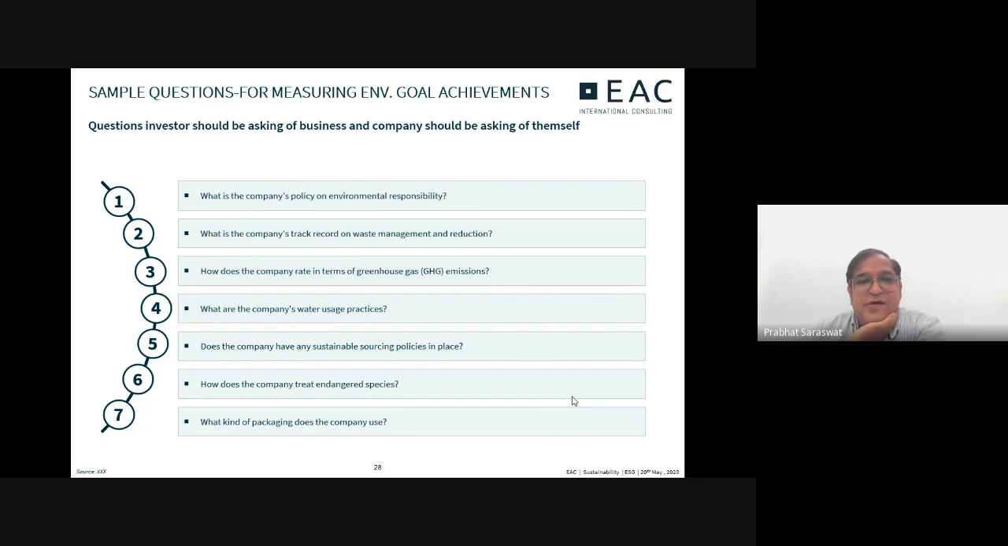Like for environmental goal achievements, questions can be asked by investors: what is the company's policy on environmental responsibility, what is the company's track record on waste management and reduction, how does the company rate in terms of GHG emissions, what are the company's water usage practices, does the company have any sustainable sourcing policies in place, how does the company treat endangered species, what kind of packaging does the company use.